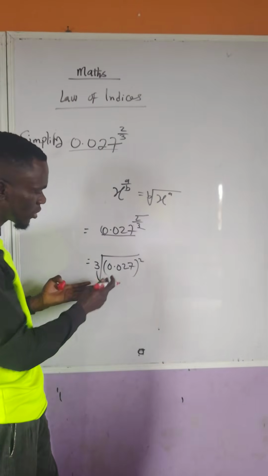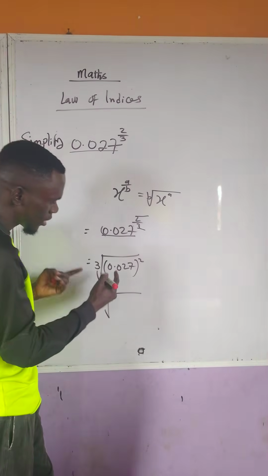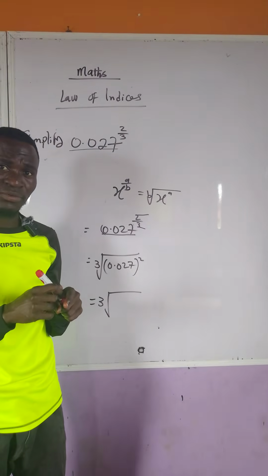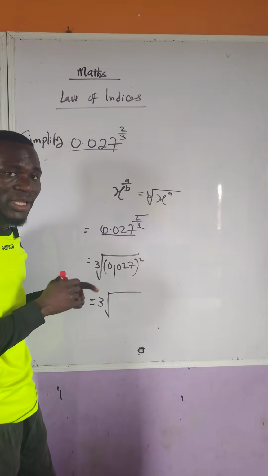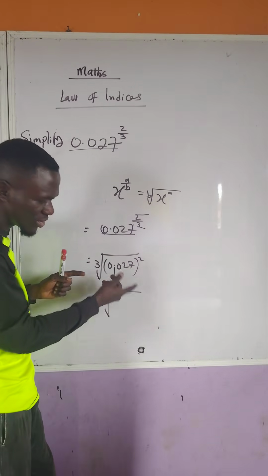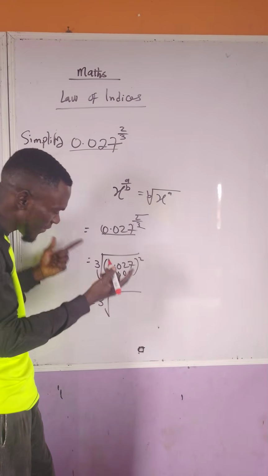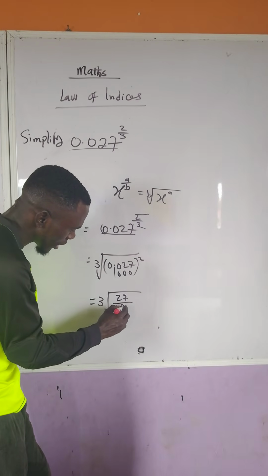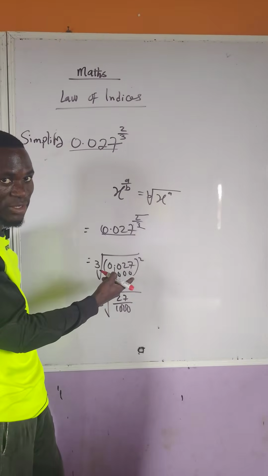Next, convert this one to a fraction. So we have the cube root of, and to convert this one to a fraction, as I did in my last video, this point stands for 1, then we count how many digits we have after the point. 1, 2, 3. So I'm having 3 digits, so I'm going to have 3 zeros, that is 1, 2, 3. Therefore 27 over 1000 will give us 0.027. Are we good now?